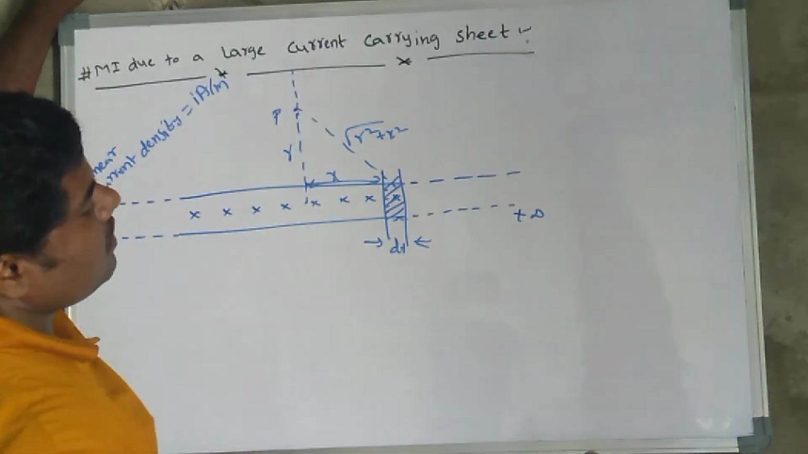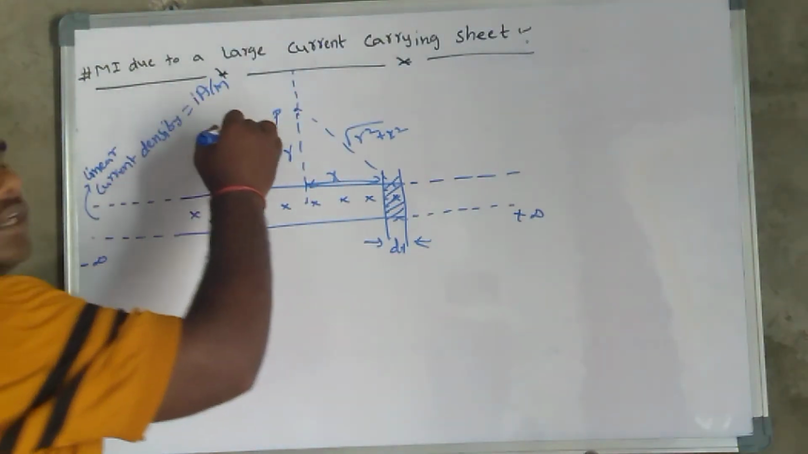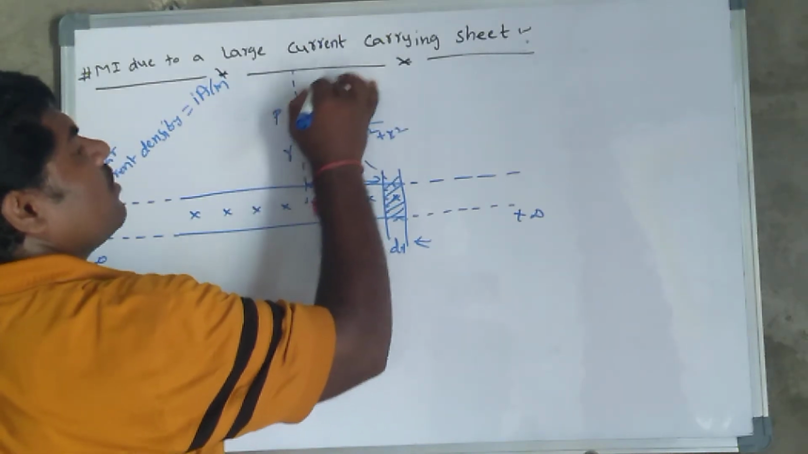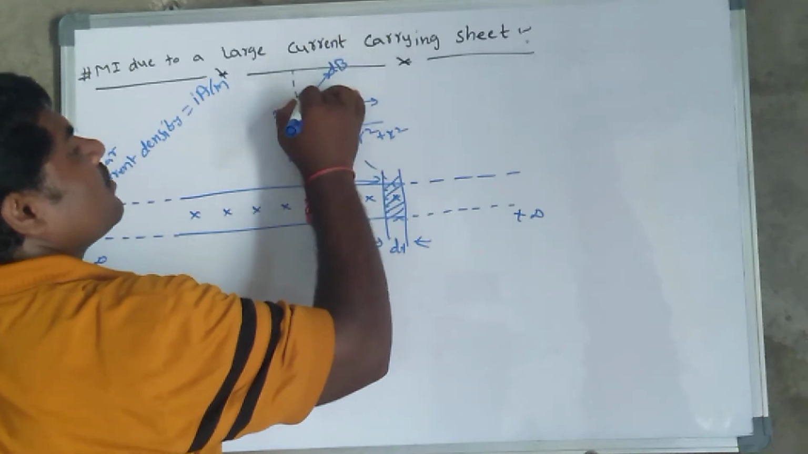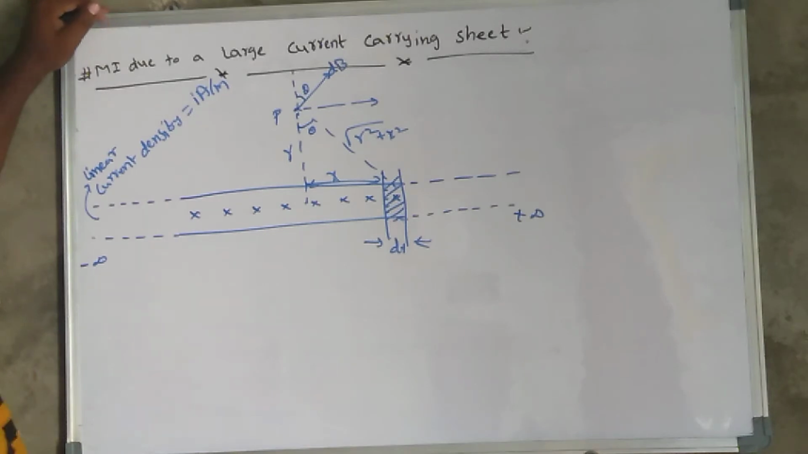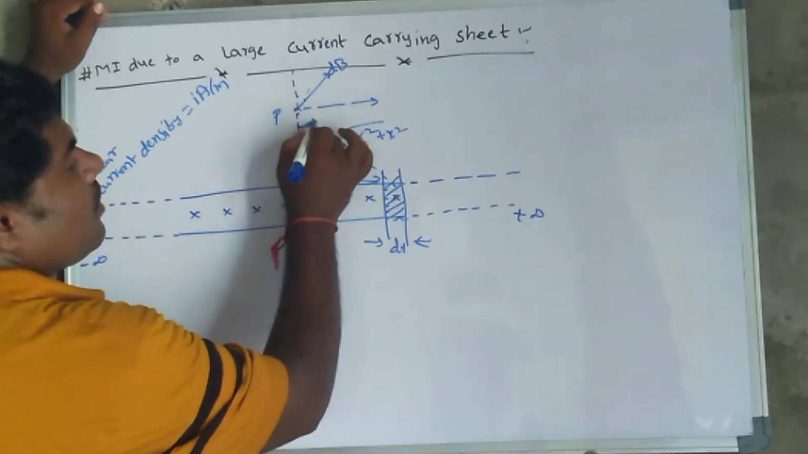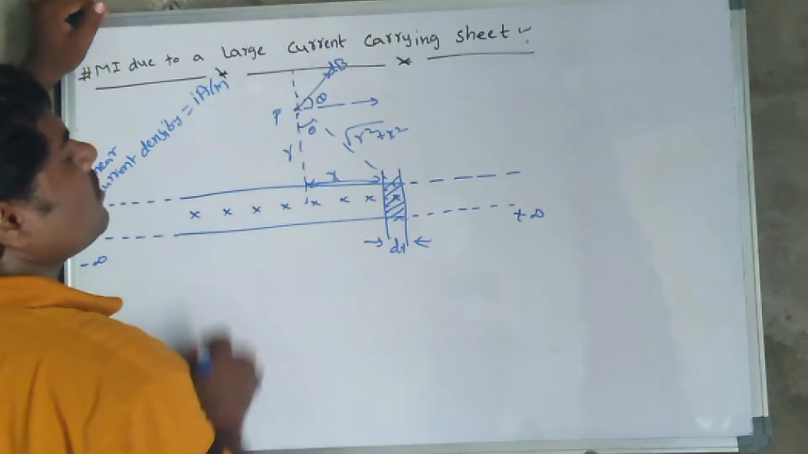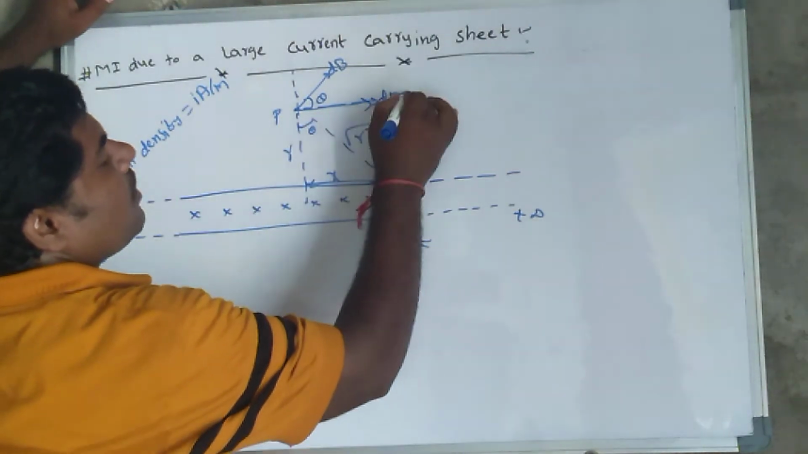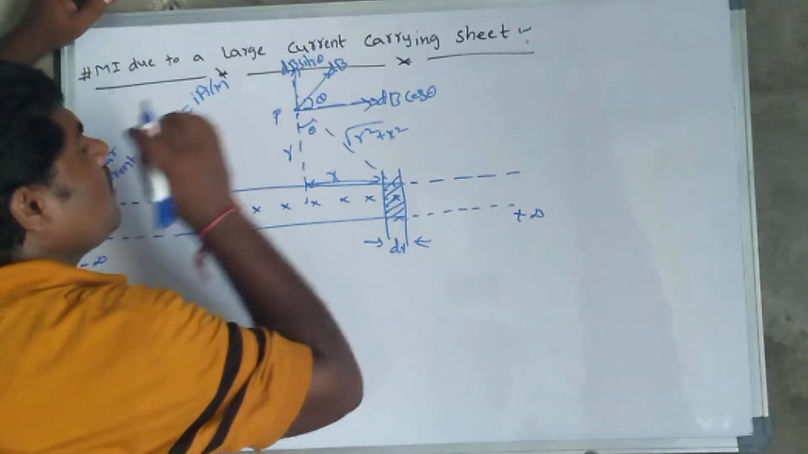If this angle is theta, then this is the horizontal direction and this is the dB direction. This angle is also theta. Resolving, about this direction we get dB cos theta, and about this direction we get dB sin theta.